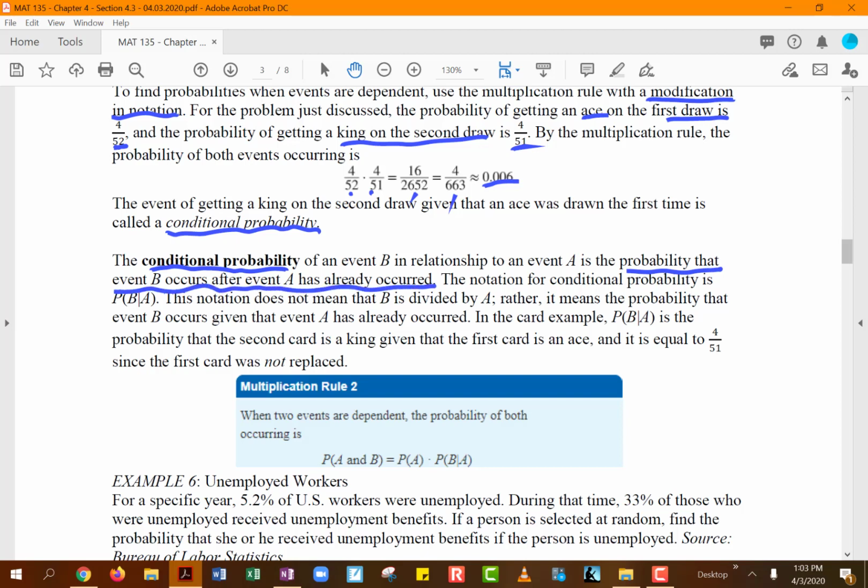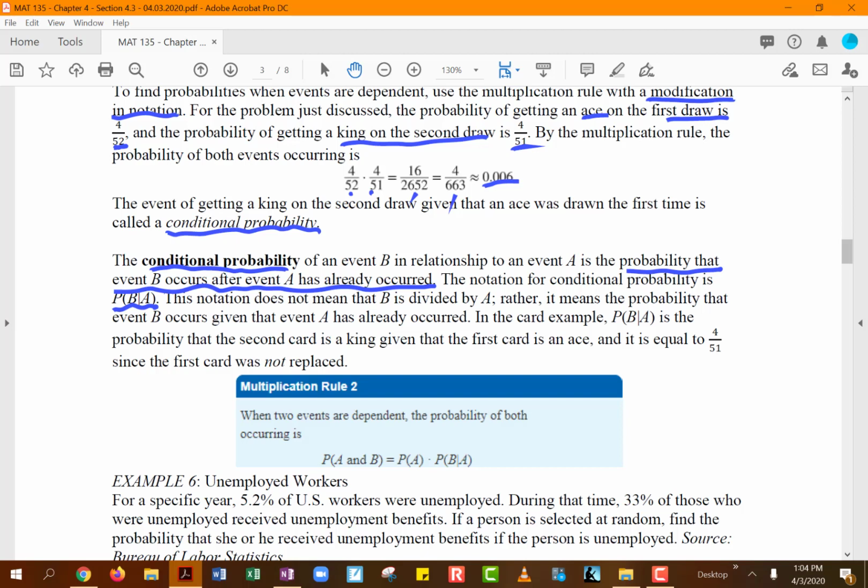So of course we know the second event will happen after the first event has already happened, right? So for your notation for conditional probability, we actually use this little vertical bar. So we are saying the probability of event B occurring after event A has already occurred. So we put that little vertical bar in between B and A.